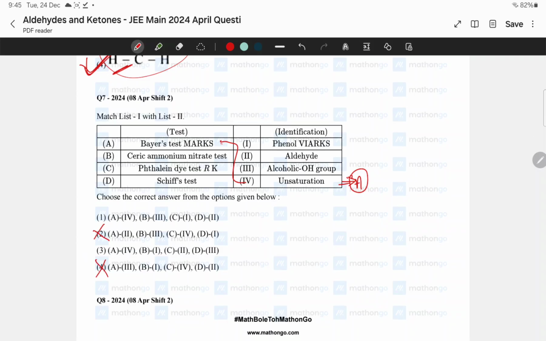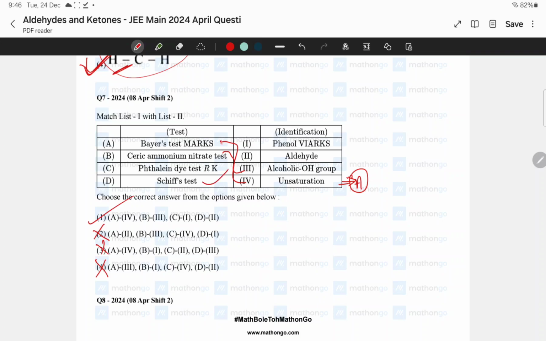Now ceric ammonium nitrate is used for the test of alcoholic OH group. You remember, alcoholic OH group, ceric ammonium nitrate. It is there in the alcohol chapter, or this question is also from practical chemistry. So ceric ammonium nitrate is used for alcoholic OH group. So B3. So A will be the correct answer.